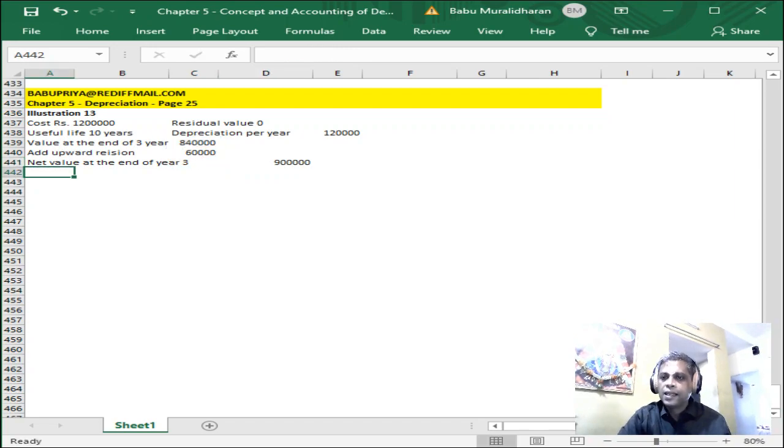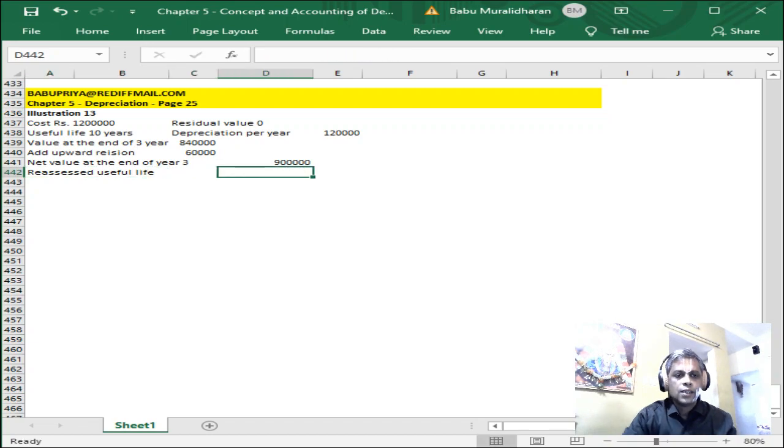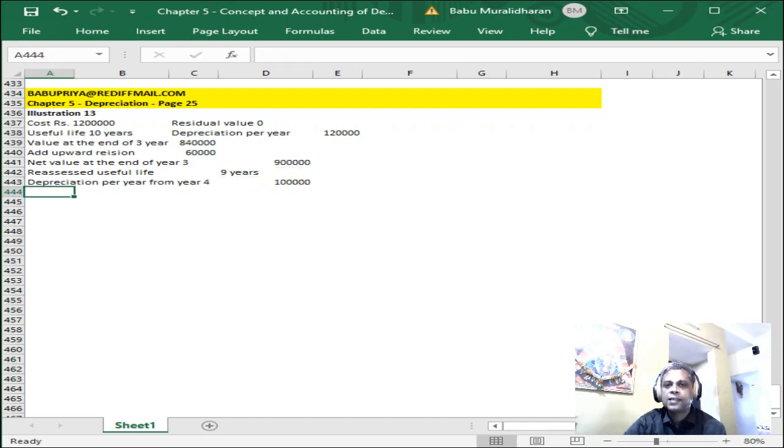Now it has been reassessed that the useful life will be 9 years. Reassessed useful life is equal to 9 years after the revaluation. So depreciation per year from year 4 is equal to 9 lakhs divided by 9 years, which is 1 lakh. That will be charged to depreciation from year 4 onwards.